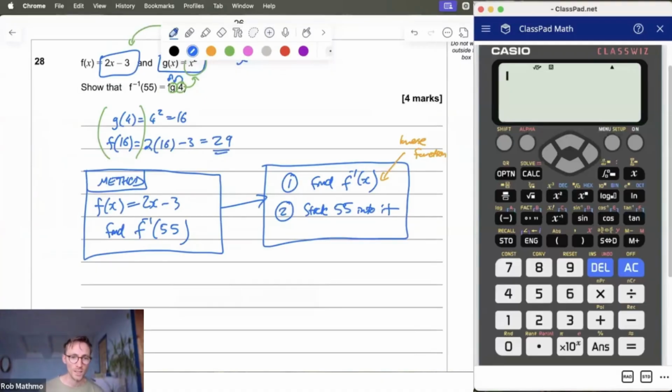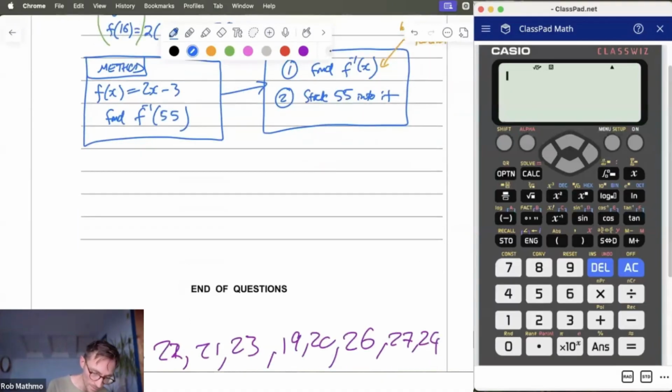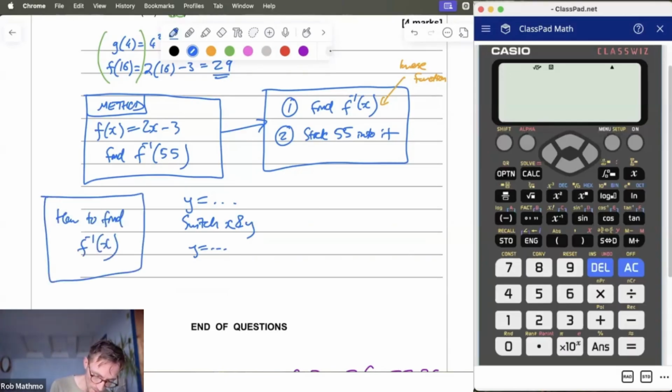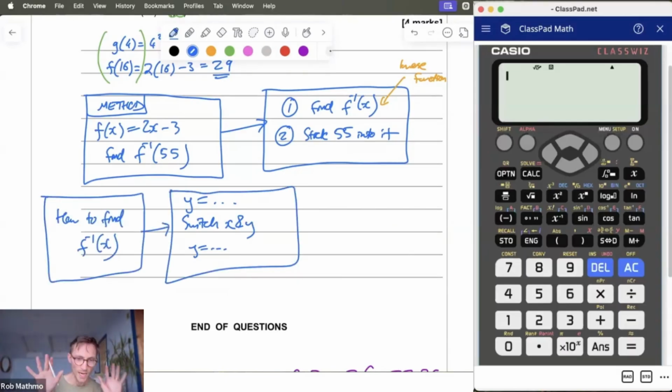Okay, so now the question is, how do you find an inverse function? This is how I do it. Y equals, switch x and y, equals. So this is how to find an inverse function. This might be another good card for you guys. This is very much just the high level ideas. I'm going to show you what I mean here, but that would be a good card to write.